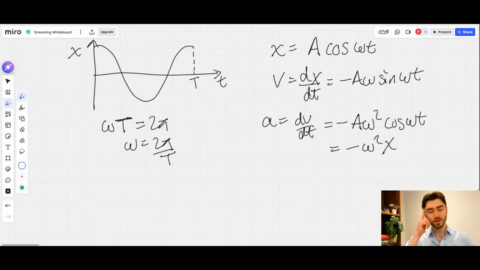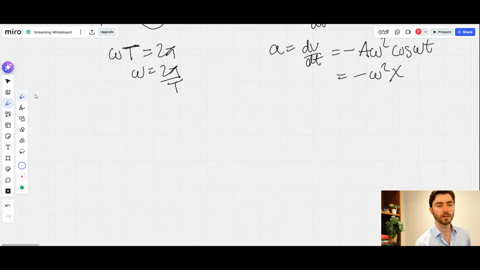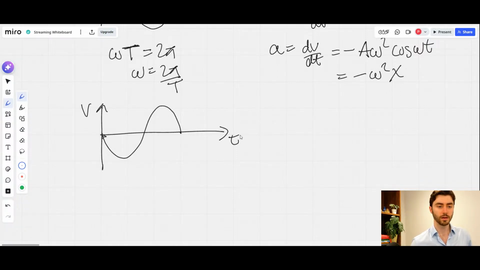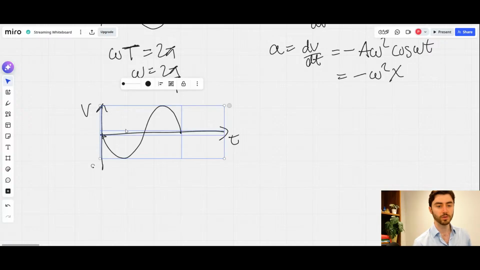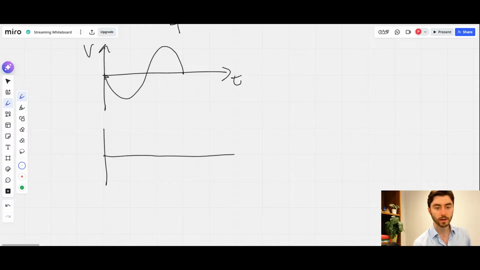I'll leave it to you to work out what those graphs look like. Actually, no, I'll do it all. Let's draw the graphs. So if that is our displacement graph, then the velocity graph would be negative sine omega t. And the acceleration graph would be minus cos.